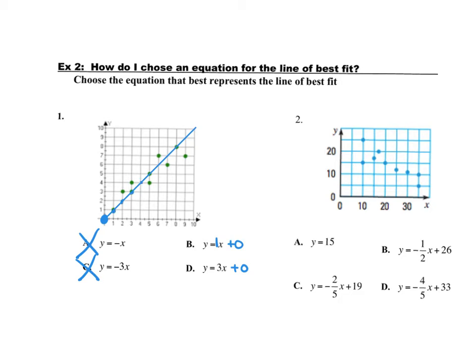And then notice how I'm going up 1. And so if I were to do the 3, I'd be going up 3 over 1, up 3 over 1, and so forth. And notice how that's not falling in that line of best fit. So our best answer here is going to be letter B, which is y is equal to x.